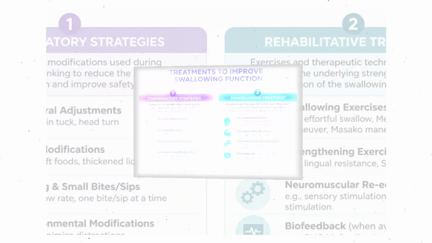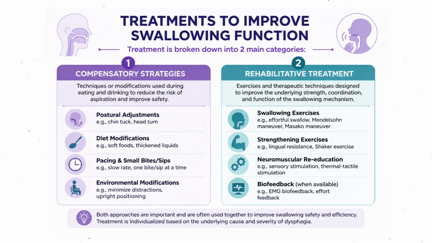Now, when it comes to treating swallowing disorders, there's no cookie-cutter, one-size-fits-all approach. Treatment is typically broken down into 2 main categories: compensatory strategies and rehabilitative treatments. Compensatory strategies help you swallow safer immediately, while rehabilitative treatments are designed to improve the actual muscles and physiology over time.